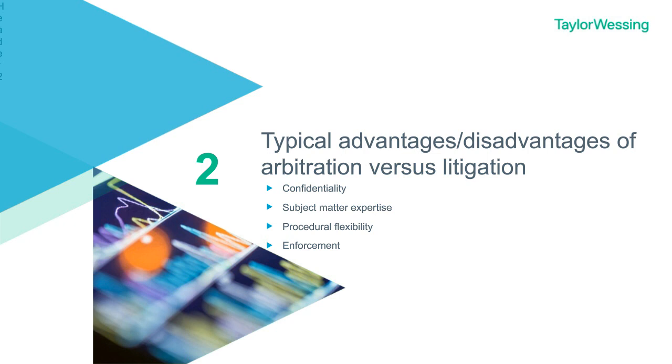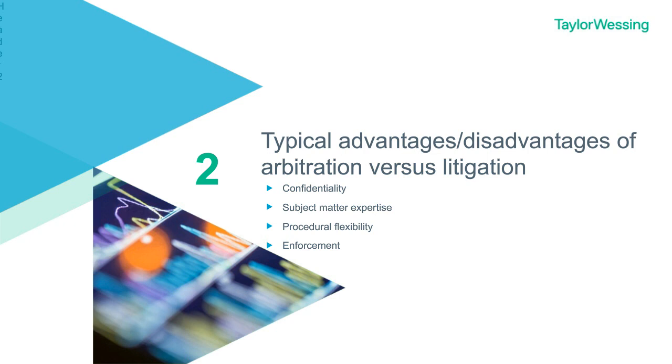Flexibility only goes so far, though. I think it's worth just saying that there are some duties that can't be derogated away. In England, the Arbitration Act does provide that in arbitration, the tribunal has to act fairly and impartially between the parties. It must allow each party a reasonable opportunity to put their case and deal with the opponent's case, and it must adopt procedures suitable to the circumstances of the particular case so as to provide a fair means for resolution of the dispute. So I've talked quite a bit about advantages.